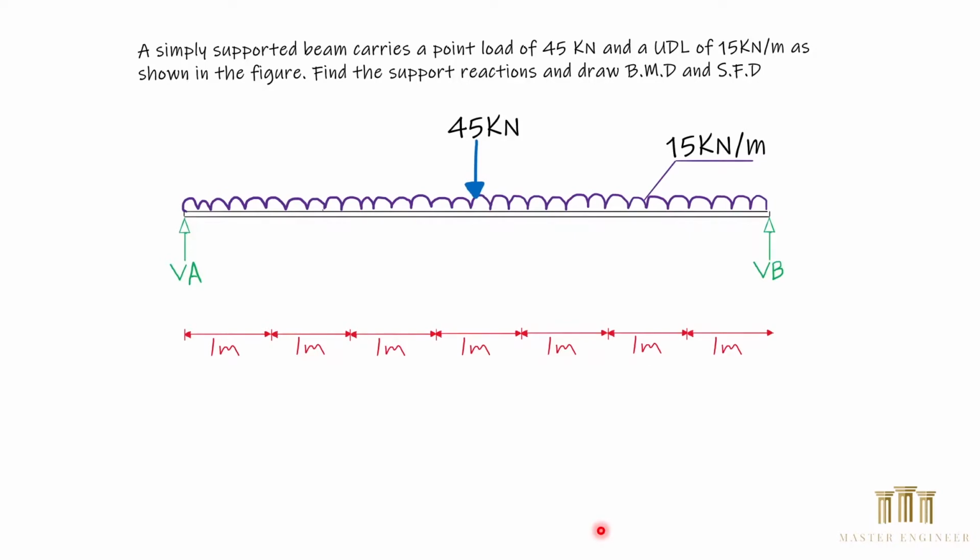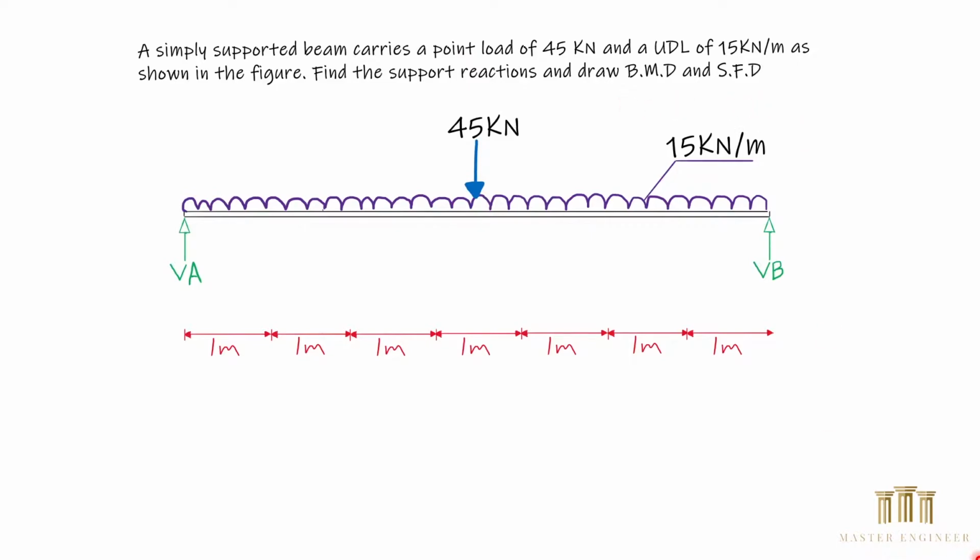In this tutorial, we have a simply supported beam with a length of 7 meters. The beam carries a point load of 45 kilonewton and a UDL of 15 kilonewton per meter, as shown in the figure. Find the support reactions and draw the bending moment diagram and shear force diagram.